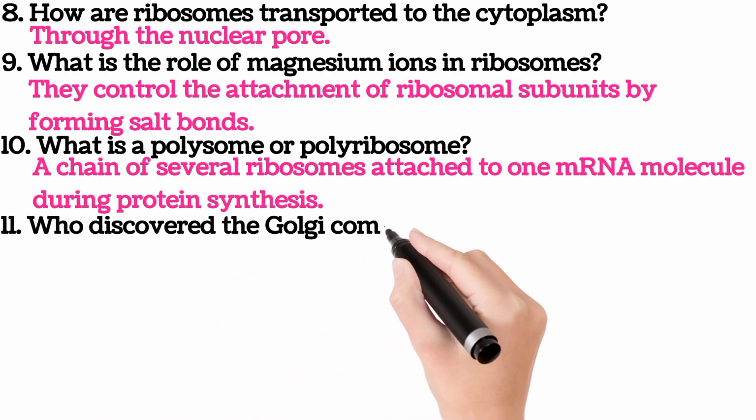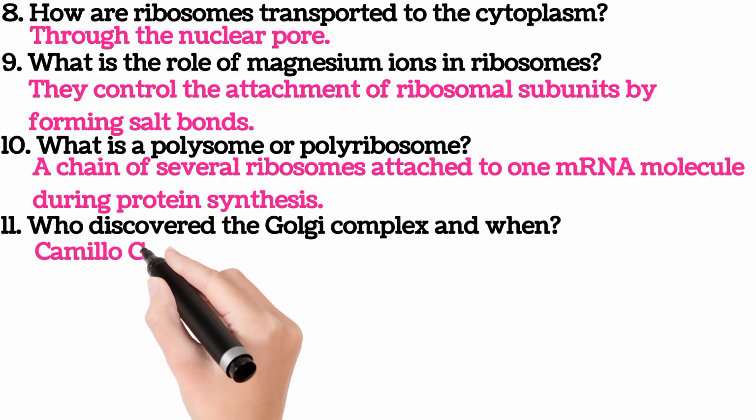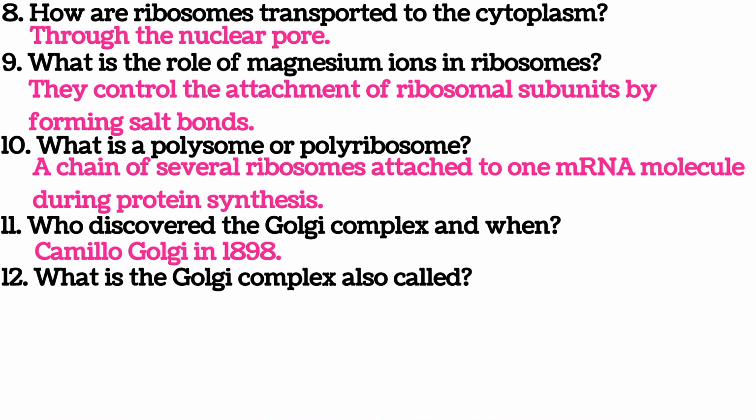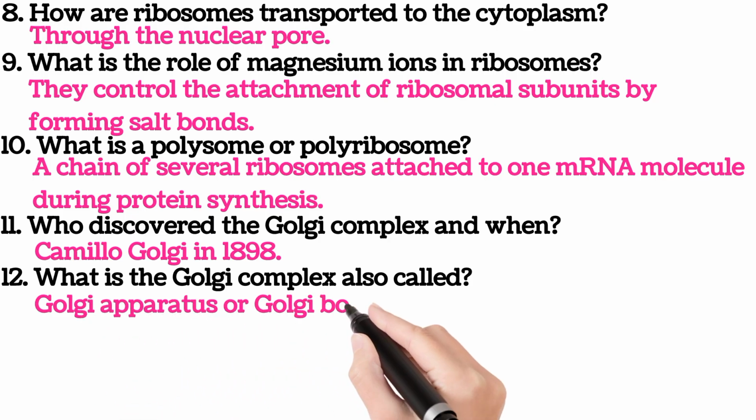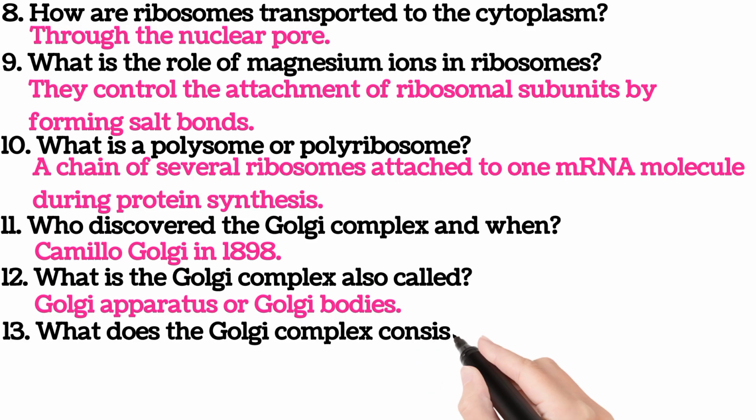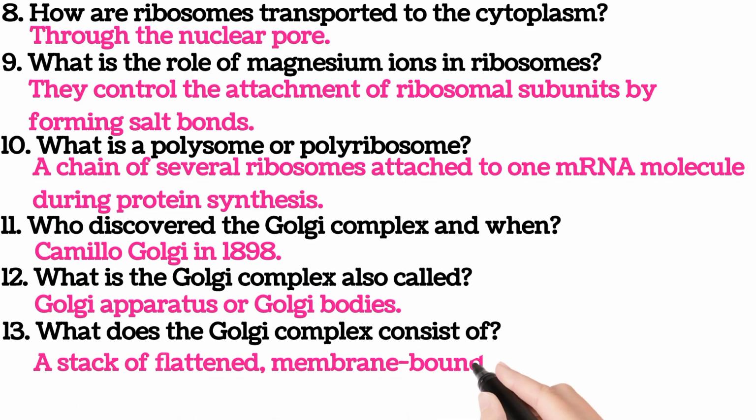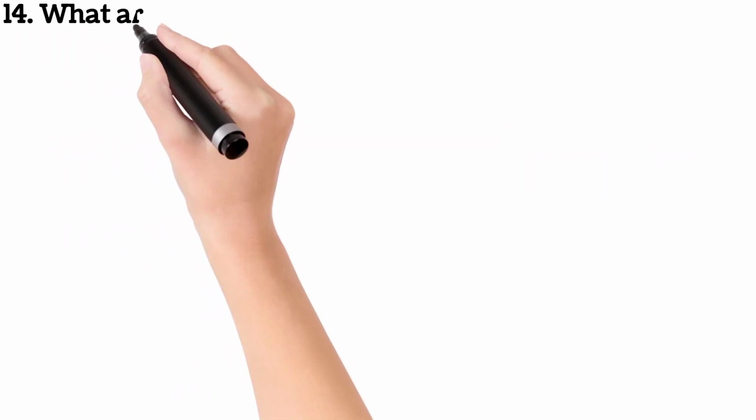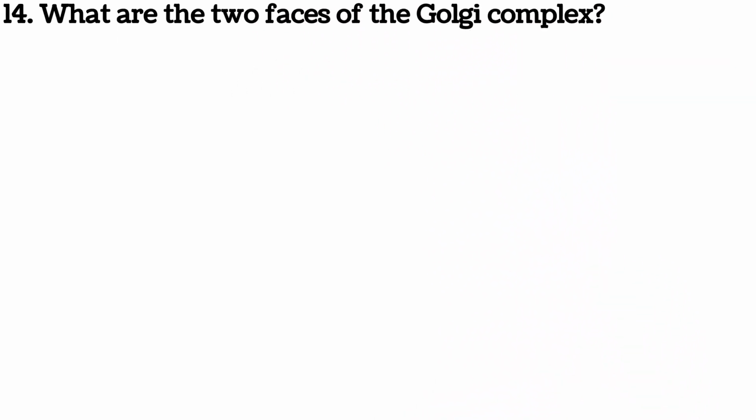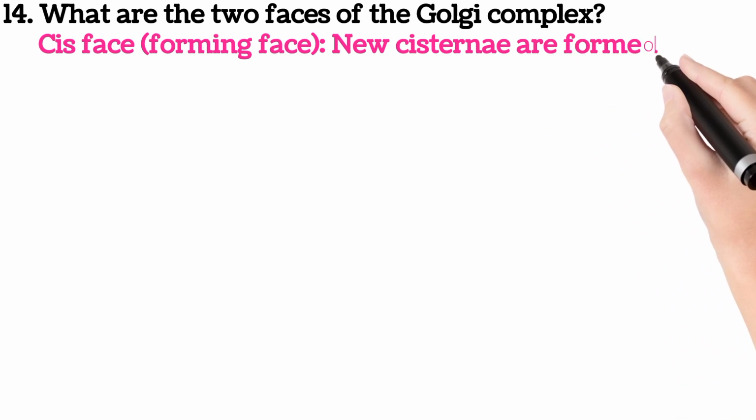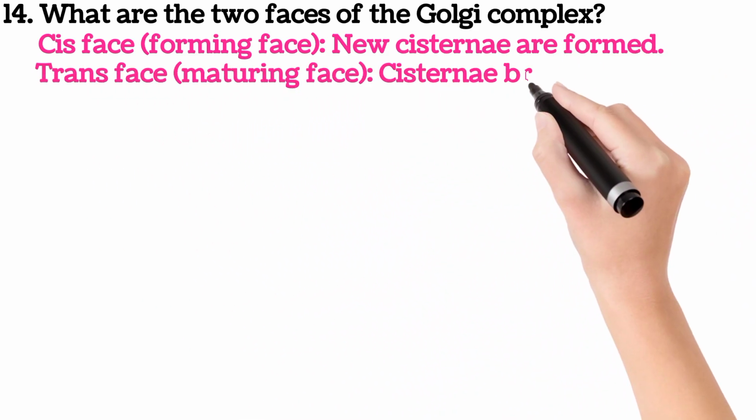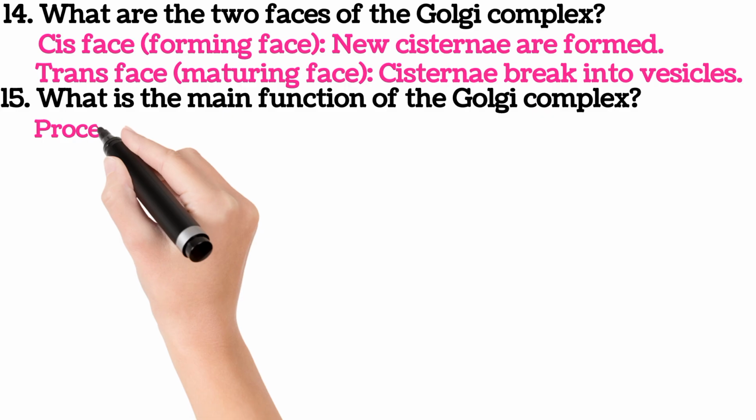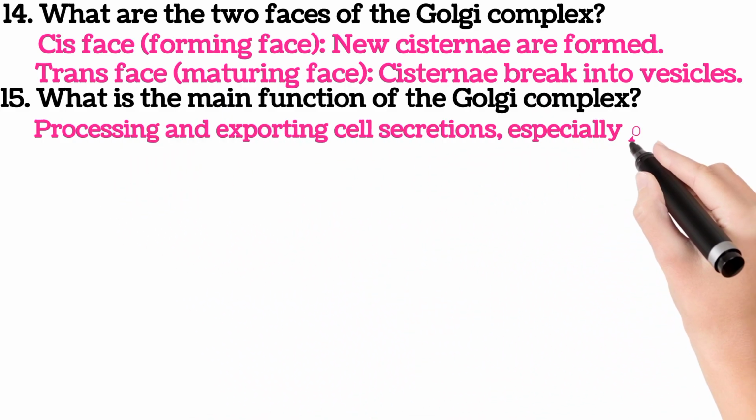Who discovered the Golgi complex? Camillo Golgi in 1890. What is the Golgi complex also called? Golgi apparatus or Golgi bodies. What does the Golgi complex consist of? A stack of flattened, membrane-bound sacs called cisternae and associated vesicles. What are the two phases of the Golgi complex? Cis phase, the forming phase, where new cisternae are formed. Trans phase, the maturing phase, where cisternae break into vesicles. What is the main function of the Golgi complex? Processing and exporting cell secretions, especially proteins.